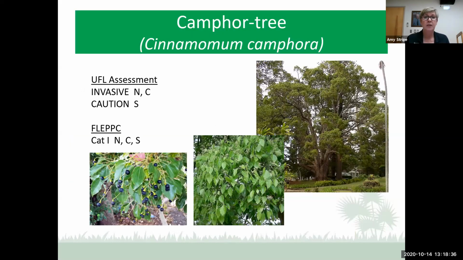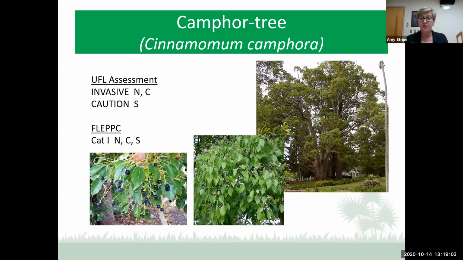Camphor tree, Cinnamomum camphora. This was introduced in 1875 for camphor production, and it turned out to be not too profitable. It's a native of Asia. Look at the leaf shape there. It's got a really interesting, pretty leaf shape. But unfortunately, it produces large amounts of seeds. It grows rapidly. The fruit stains sidewalks, cars, you name it.